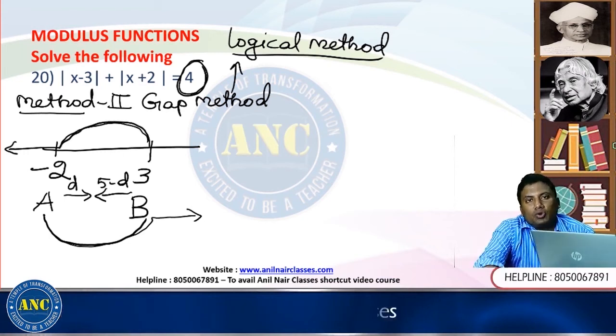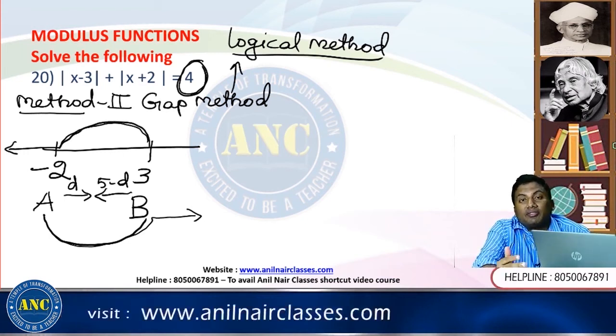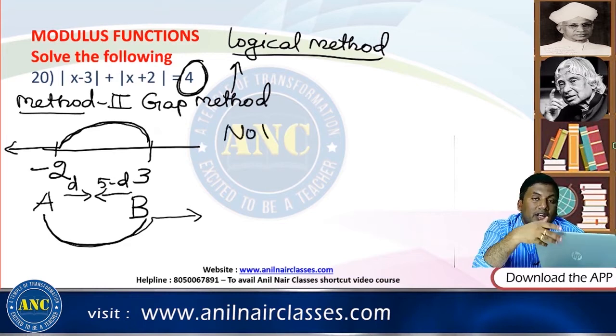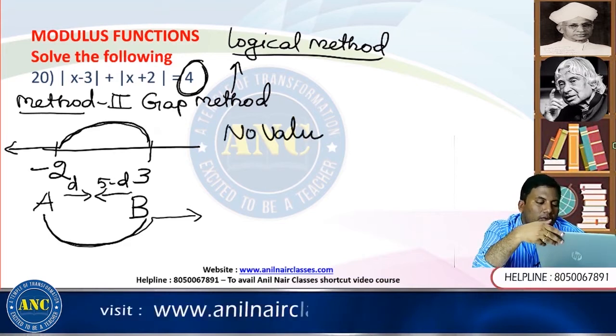3 to -2. Total distance traveled is 5. Minimum in the question is 4. But according to my gap method, I am getting 5. So the answer is no value. No value of x exists.